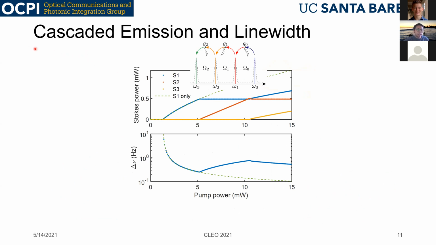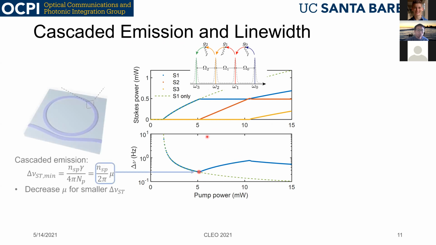As I mentioned a little bit earlier, there is cascading emission, and it prevents the first order emission from further narrowing its linewidth because of the onset of S2. The S2 kicks back some additional frequency noise to S1. So that's why the onset of S2 results in an increase of the Schawlow-Townes linewidth of S1.